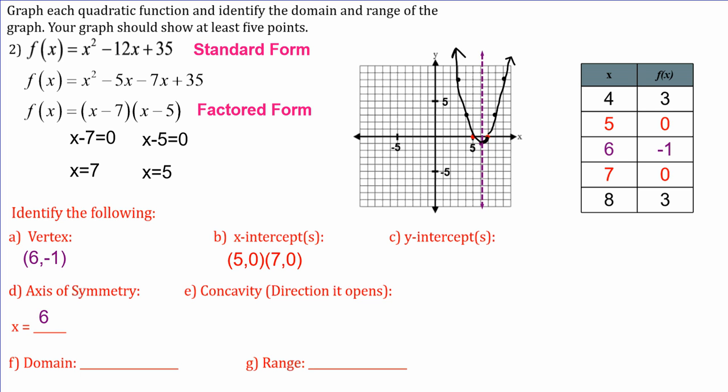I also know the concavity of my graph. You can see that it's opening upward. Why again? It goes back to the a value, and that was 1. Again, that greatest common factor. So we know it's concave up.